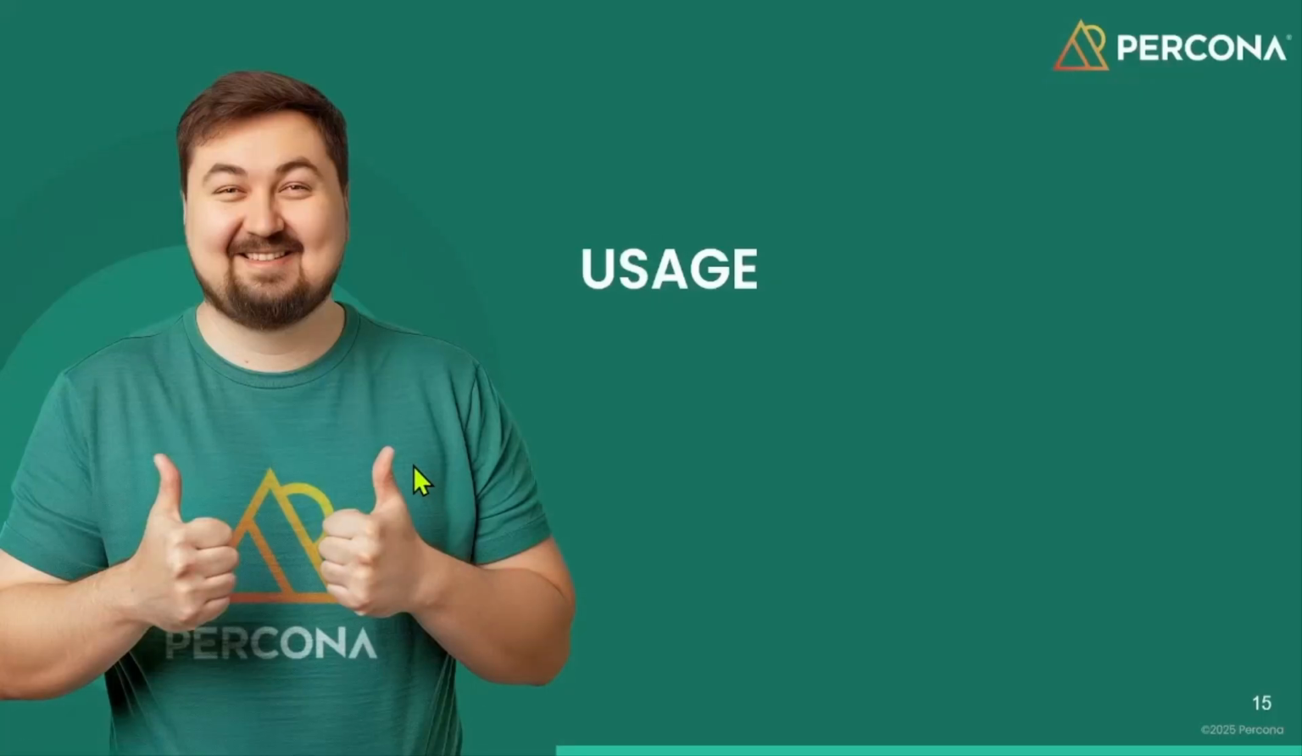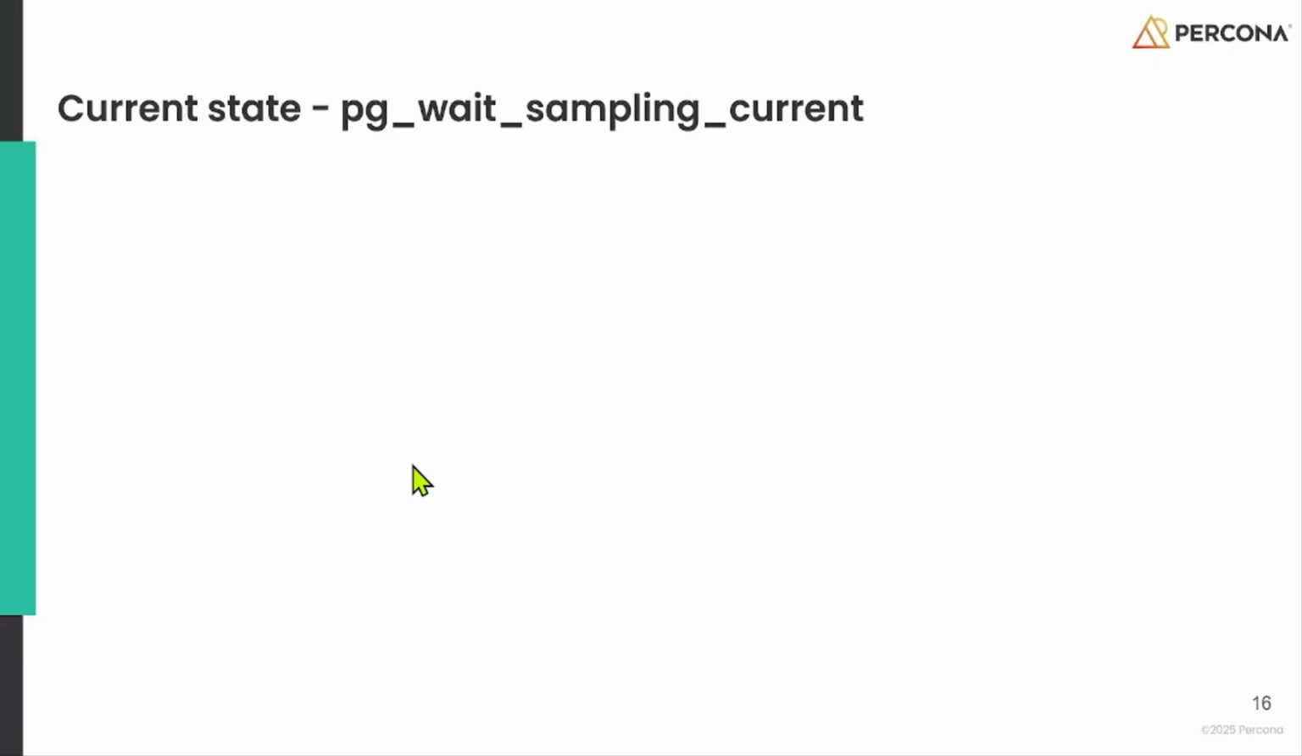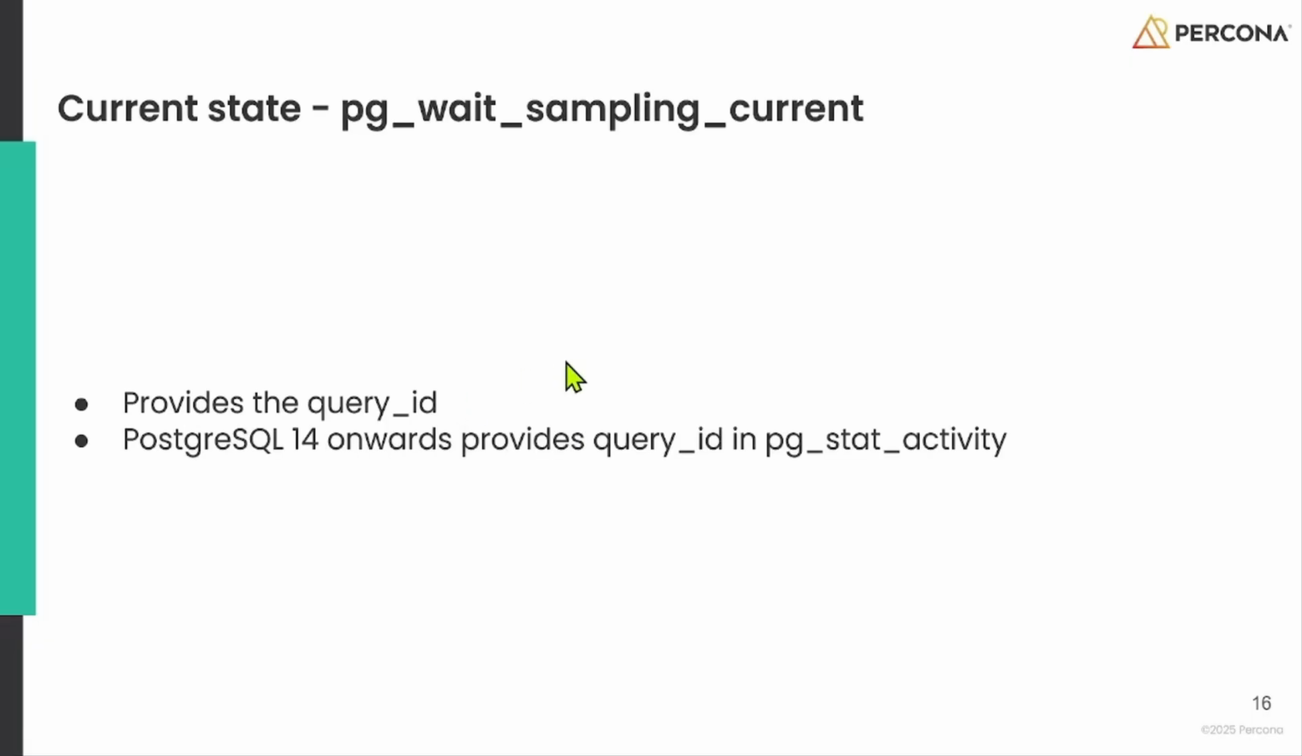Let's review the usage of this extension. The first is the current state view, pg_wait_sampling_current. Originally, this view was helpful because it provides the query ID. The query ID can be used to understand the statement in pg_stat_statements or some other extension. However, from Postgres 14 onwards, the query ID is part of pg_stat_activity itself. So now I would say this feature is part of Postgres itself, so we don't need to query pg_wait_sampling anymore.